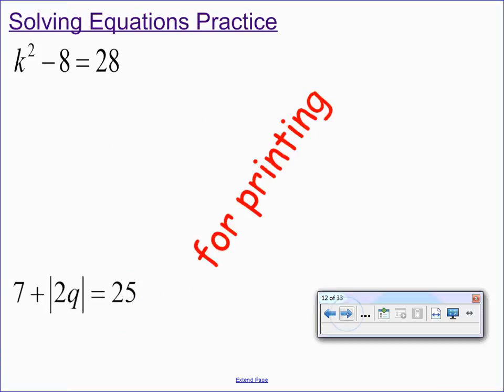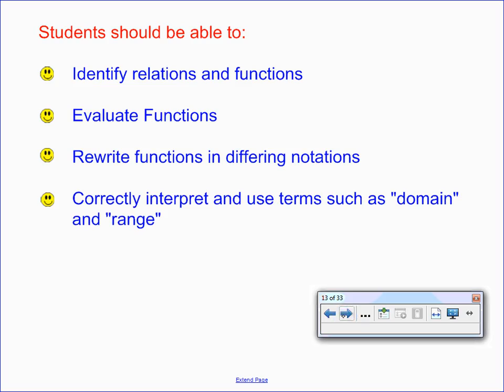Okay, let's go ahead and take a look at today's objectives. So today, we're going to move beyond evaluating expressions and solving equations to functions and relations. Today we're going to be able to identify relations and functions. We're going to evaluate functions, which is like evaluating expressions from your bell work. We're going to rewrite functions in different notations, and then we're going to correctly interpret and use terms such as domain and range that go along with our function and relation vocabulary.